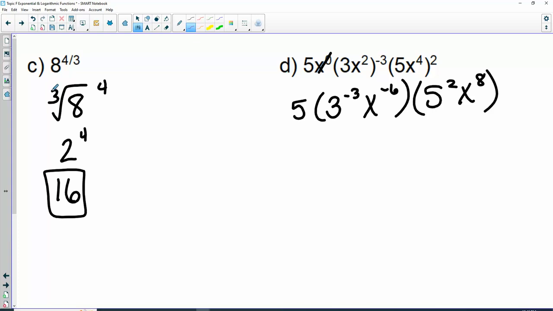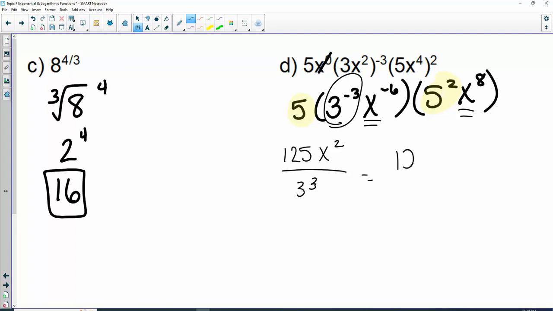So you can take things to the bottom, you can combine first. Either one works. If you take 5 times 5 squared, that's 5 to the third, or 125. Okay, with my x's, x to the negative 6 and x to the positive 8. Okay, 3 to the negative third. I don't have any other 3's, but it's a negative, so where does it go? And 3 to the third is 27.